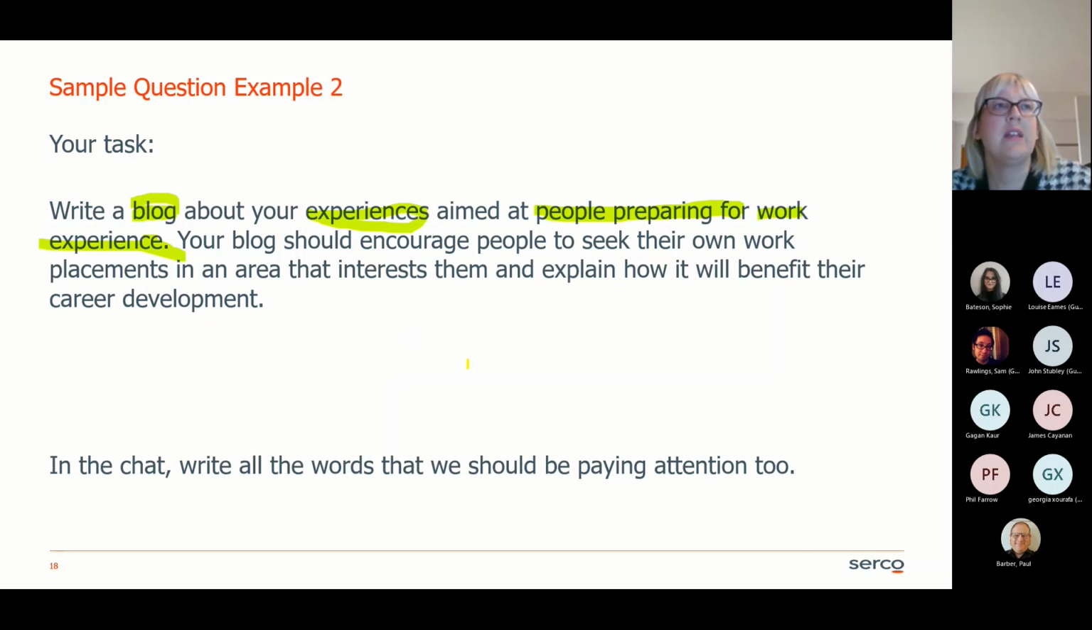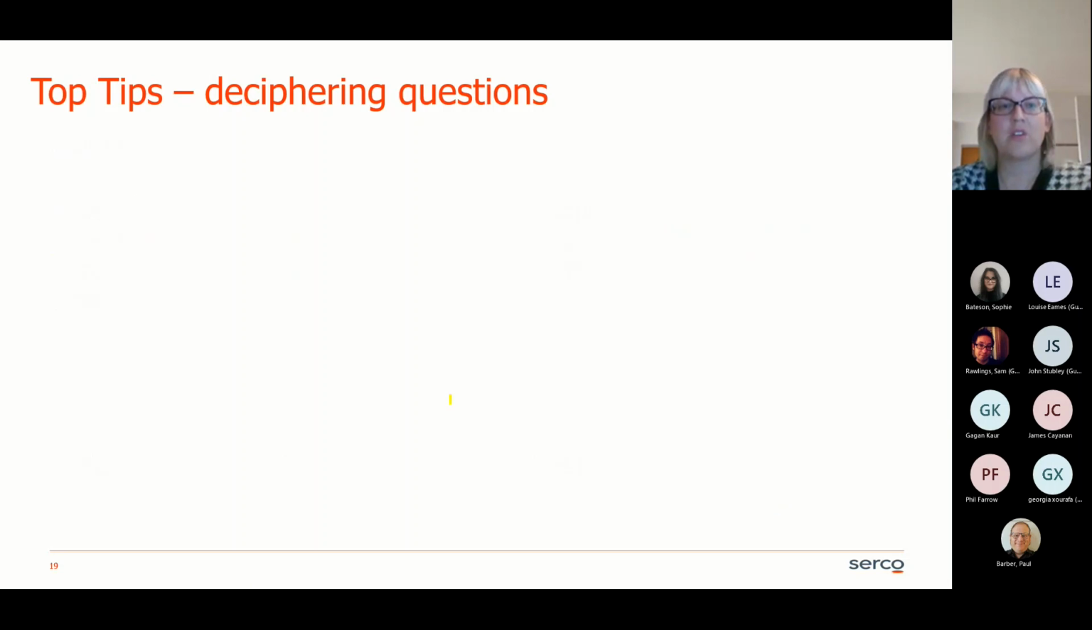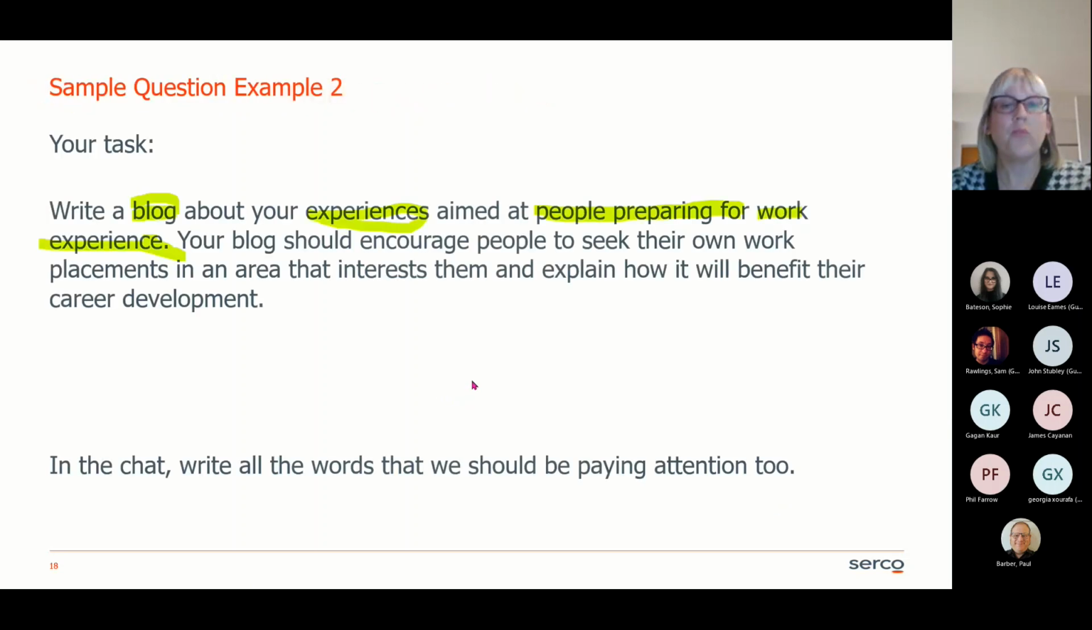So in this example, what do you think your language would be? Now, it's a completely different scenario. So we've got a blog. It's not a report, it's a blog. And it's for people preparing for work. So what sort of language do you think you'll be, what sort of tone do you think you'll be setting for this one? Relaxed. Fab. Diverse, yes. Friendly, yes. Exactly.